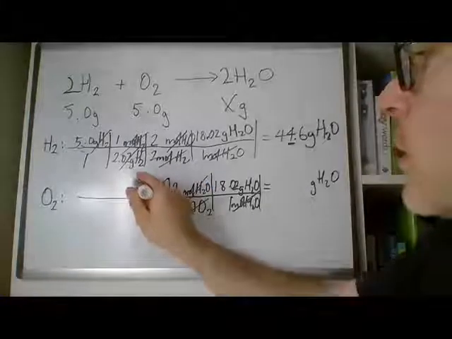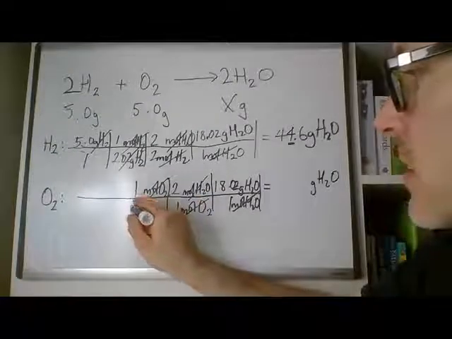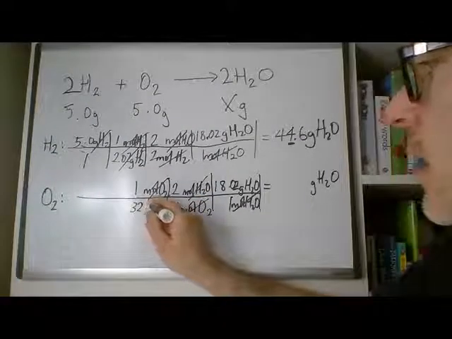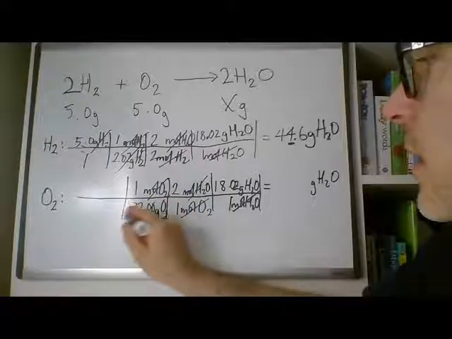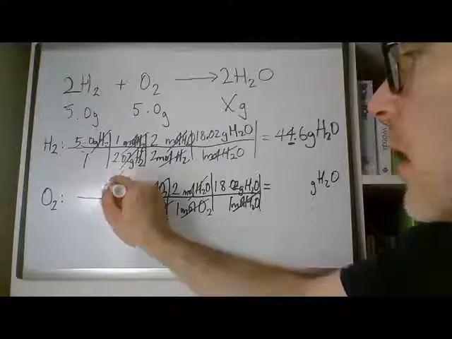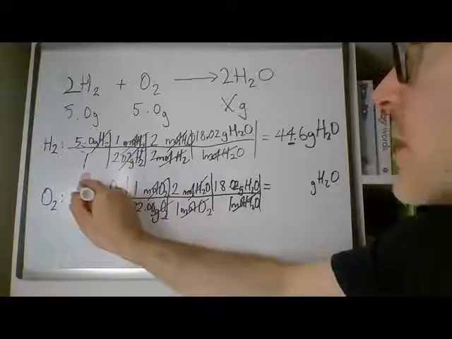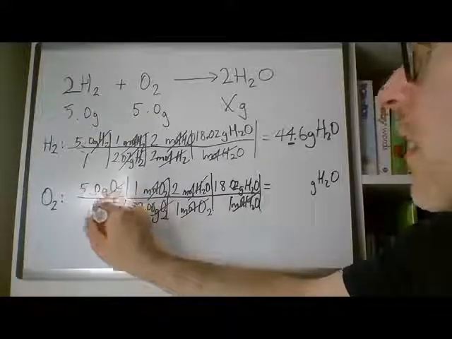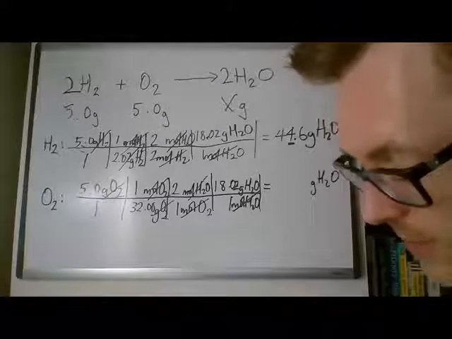I know that 1 mole of oxygen is the weight of oxygen in grams. So there's two oxygens, so that's 32 even grams of oxygen. My input is 5 grams of oxygen. This is the way I'd like you to lay it out on your Gibbs exam.